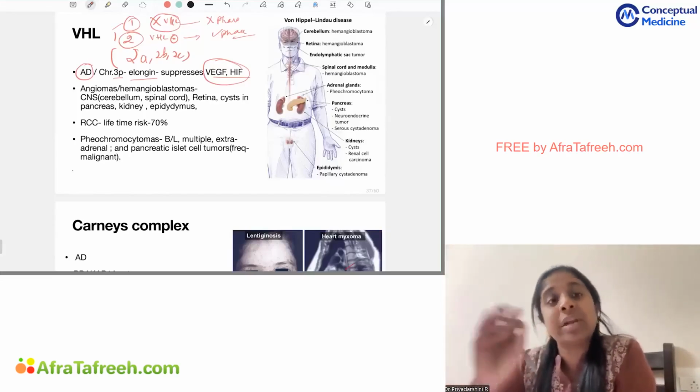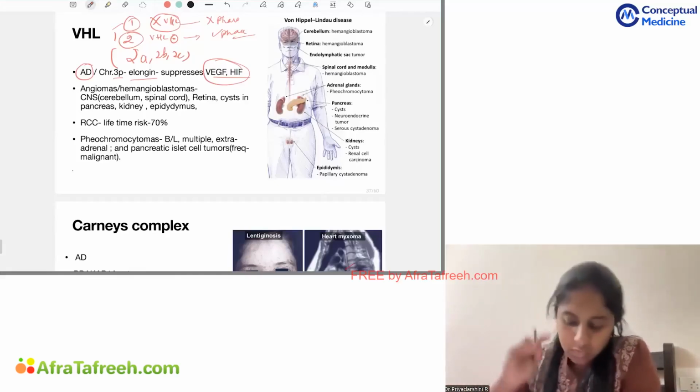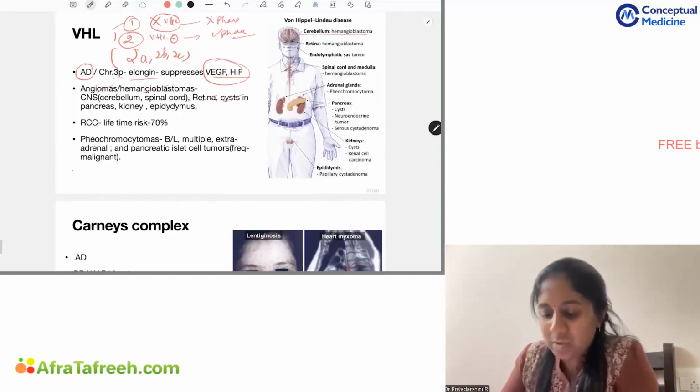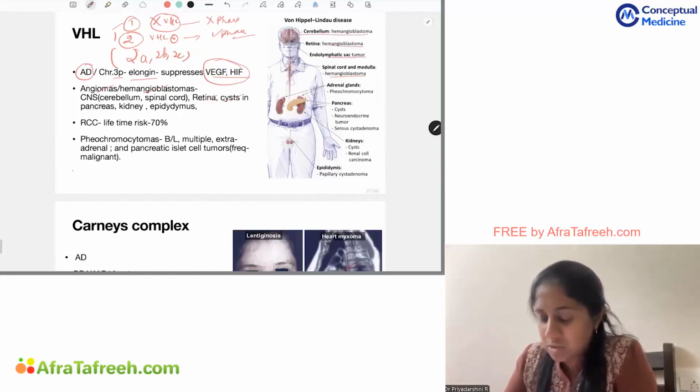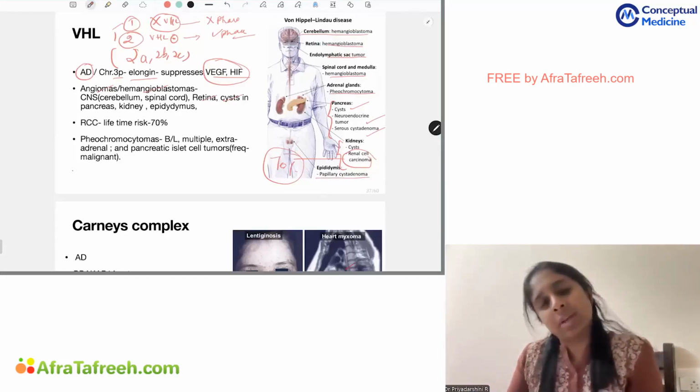So the lifetime risk of renal carcinoma, clear cell carcinoma, usually would be 70% in VHL. So that is very important. So they manifest with hemangiomas, hemangioblastomas, and cysts in the retina, pancreas, kidney, and epididymis also. So what do you see? Cerebellar hemangioblastoma, retinal hemangioblastoma, endolymphatic sac tumor, spinal hemangioblastoma, adrenal pheo and paraganglioma. Pancreas could be cyst or neuroendocrine tumor also. Serous cystadenoma, kidney cyst and renal cell carcinoma with a very high risk of malignancy. Okay, and epididymis also you can have papillary cystadenoma.